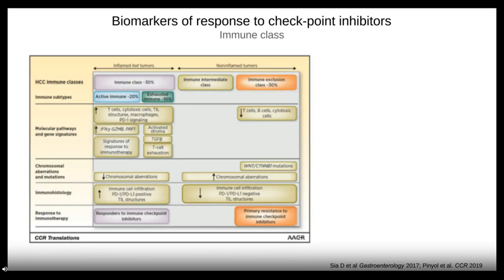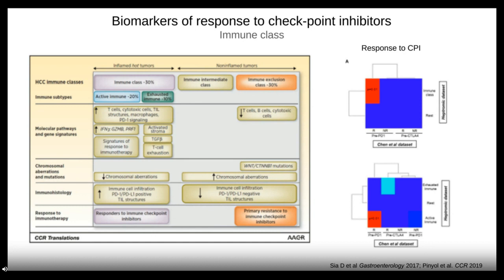There was another group of tumors. You have here the immune class around 30%, and you have another group of tumors around 30% that lack any signal of immune activation. Not only genomically, but when you look at the tumors histologically, there were no immune cells infiltrating those tumors. They were completely cold. And these are the ones that we call immune excluded, and they were enriched in mutations of the Wnt beta-catenin pathway.